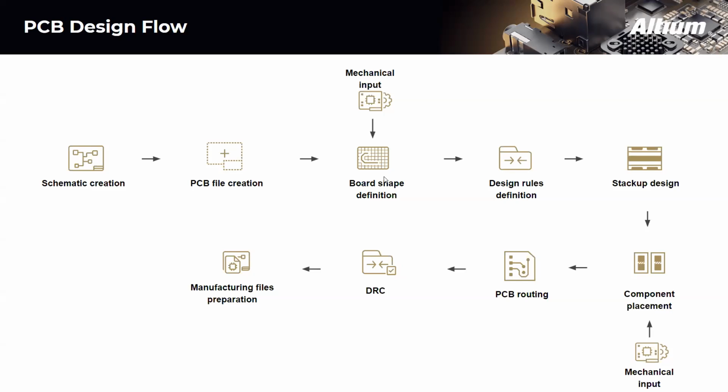There are two stages in this process where we'd expect to see significant mechanical input. The first one of these is the board shape definition. Obviously, most PCBs are designed to fit in some sort of housing or enclosure in a product. So obviously the mechanical engineer is going to have a big influence on the shape of the board, the shape that it needs to be to do that. Not only the outline of the board, but the size and position of any mounting holes and any cutouts or anything needed to interface with the other mechanical parts of the assembly.